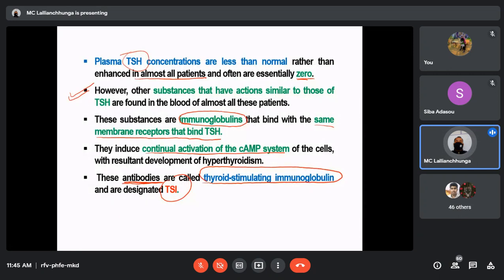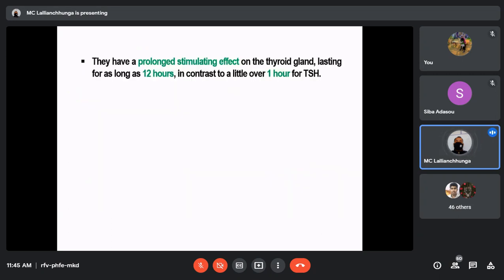But under normal conditions, TSH and thyroid hormones are interrelated. Increased TSH is very important for the synthesis of T3 and T4. But in hyperthyroidism, this is not the case in most cases. This TSI has a prolonged stimulatory effect on the thyroid gland, lasting as long as 12 hours, in contrast to little over 1 hour for TSH. So TSI's duration of action is very long, 12 hours. TSH is only 1 hour.